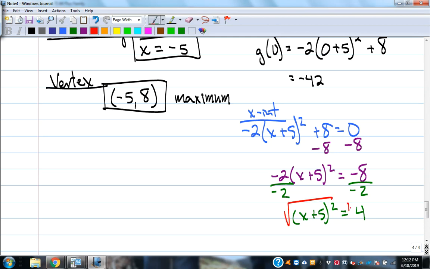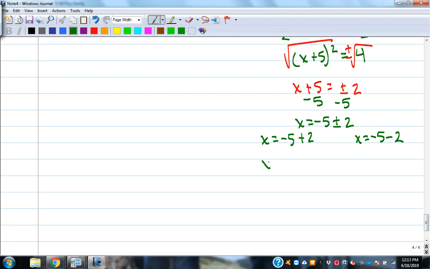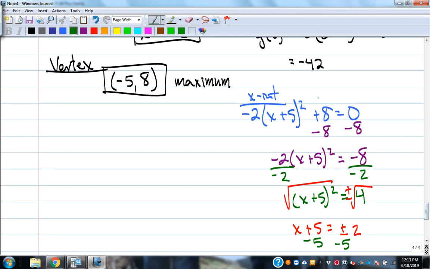Works out nice because I can take the square root of 4. X plus 5 is equal to plus or minus 2. So it's similar to the previous problem. Subtract 5, get -5 plus or minus 2. So I get x equals -5 plus 2, and x equals -5 minus 2. I get it crossing the x-axis at -3 and -7. So my ordered pairs for my x-intercepts are at -3, 0, and -7, 0.